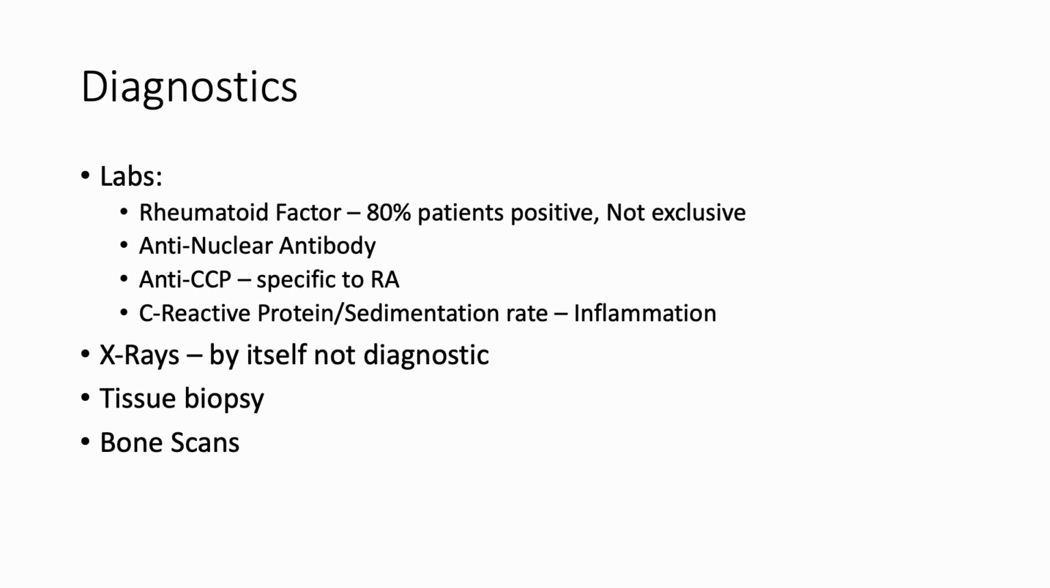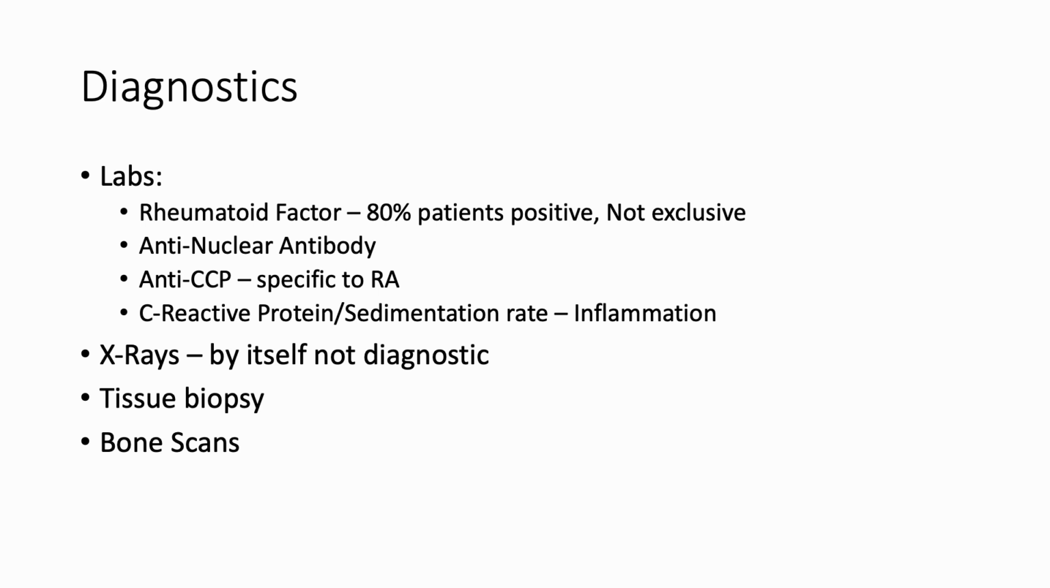Some diagnostics. So, lab work, rheumatoid factor. About 80% of patients who have RA come up positive, but it is not the only marker that you would consider. There is an anti-nuclear antibody, shortened to ANA. There is an anti-CCP, which is very specific to rheumatoid. It's an antigen.